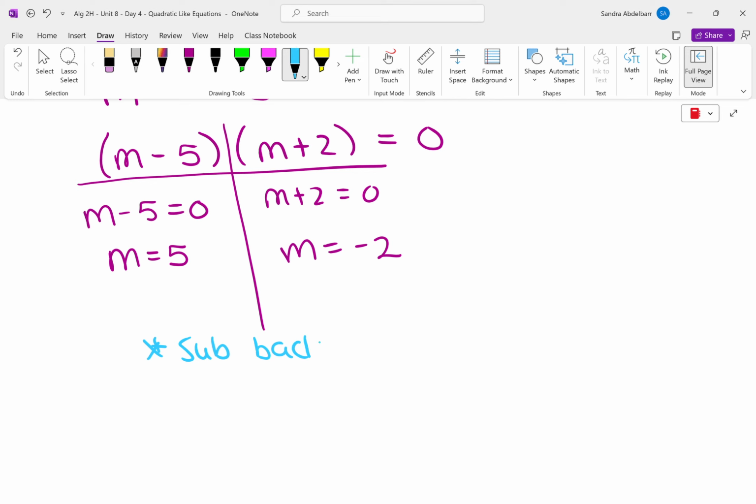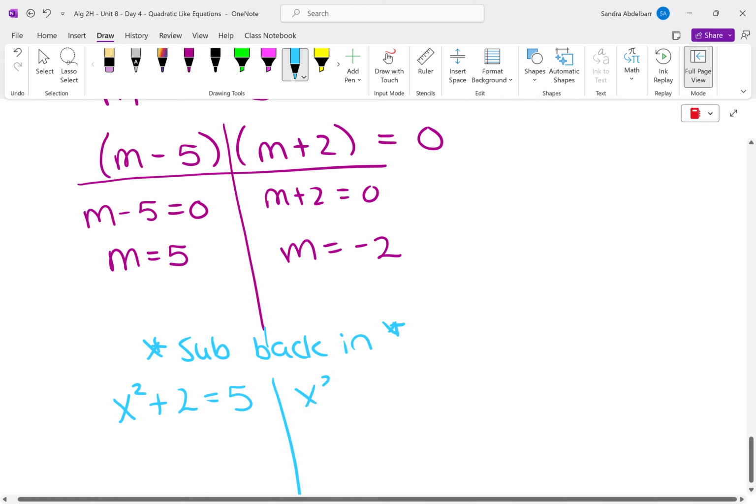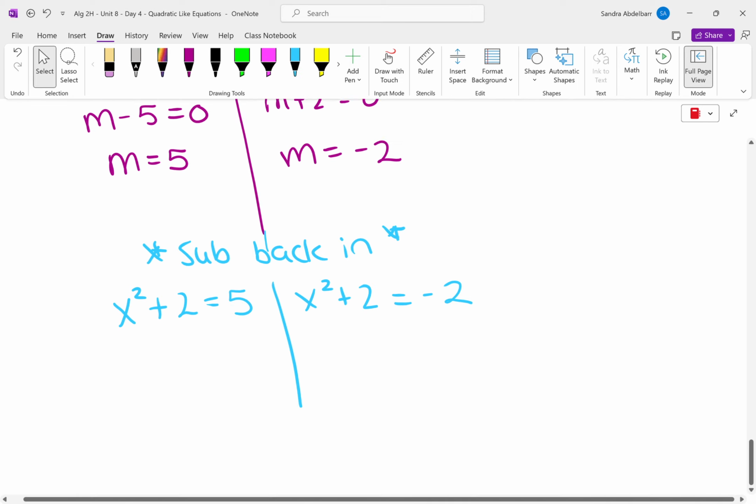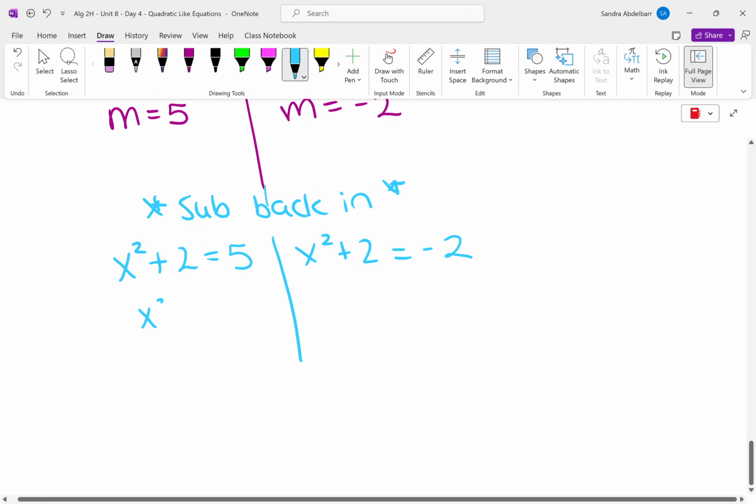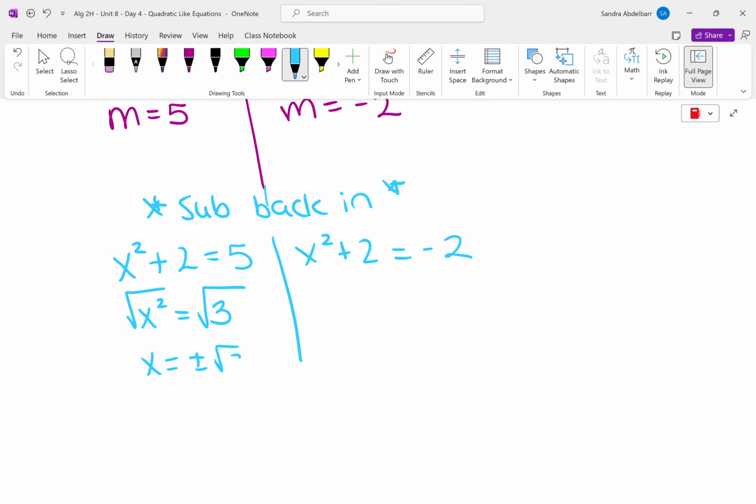So now I'm going to sub back in. So I said m was equal to x squared plus 2. So x squared plus 2 equals 5. X squared plus 2 equals negative 2. I need to solve for x. So I'm going to subtract the 2. So I get x squared equals 3. Root both sides. I get x is equal to plus or minus root 3.